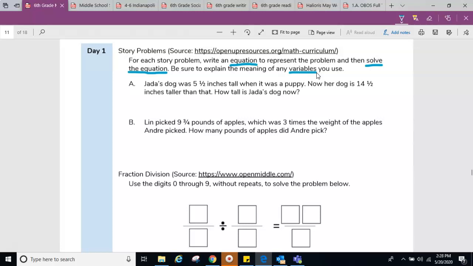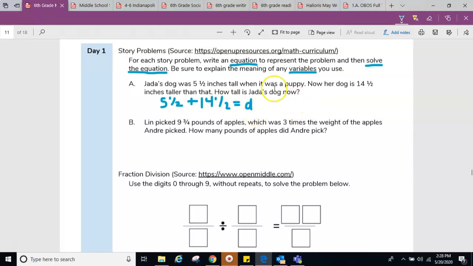We can do A. Jada's dog was 5.5 inches tall when it was a puppy. Now her dog is 14.5 inches taller than that. How tall is Jada's dog now? So my equation can look like this. 5.5 plus 14.5 is equal to the height of Jada's dog. So I'm going to make it equal to D.